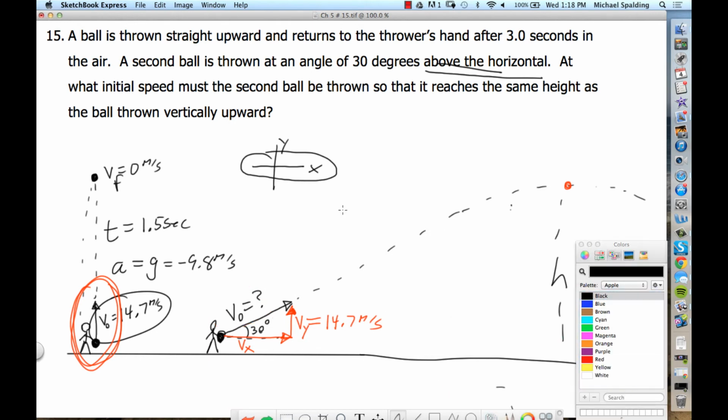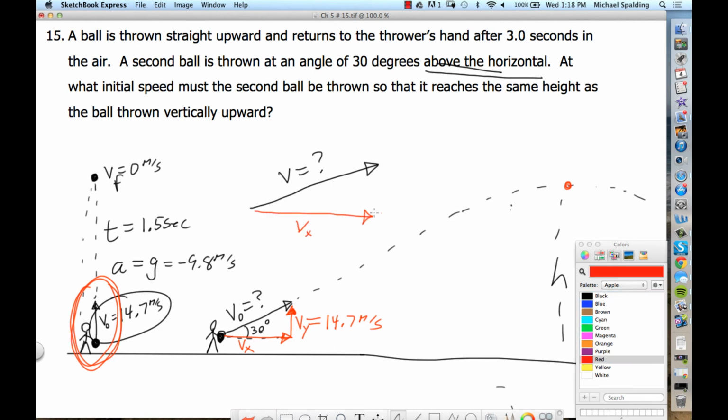So look, let me make this bigger. Here's what we got going. So the dude throws the ball like this. Boom. We're trying to find what this velocity is. That has an x component and a y component. So x component, Vx, Vy. This angle here is 30.